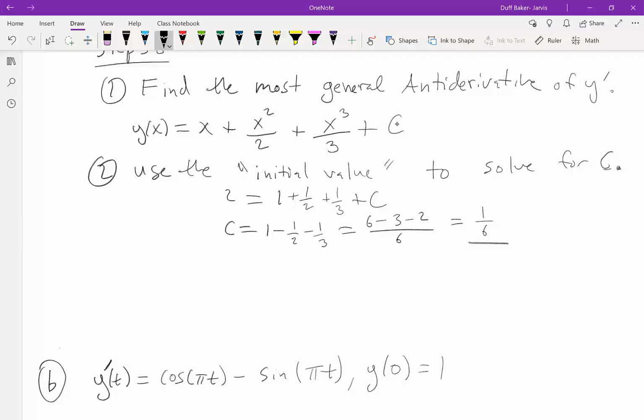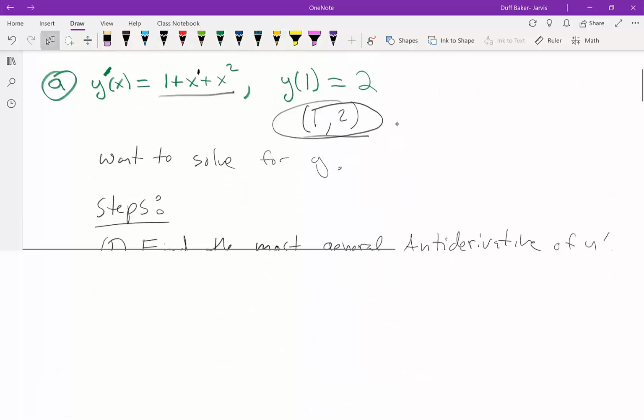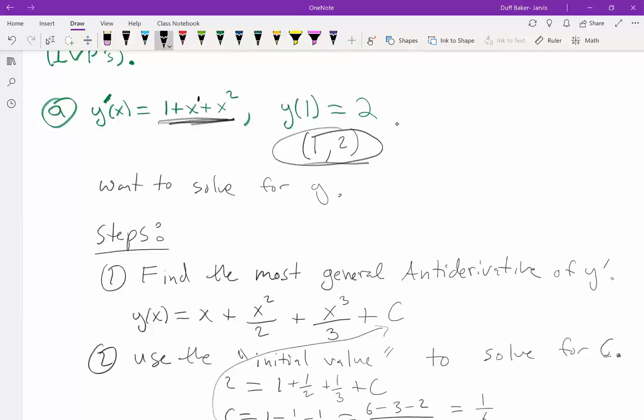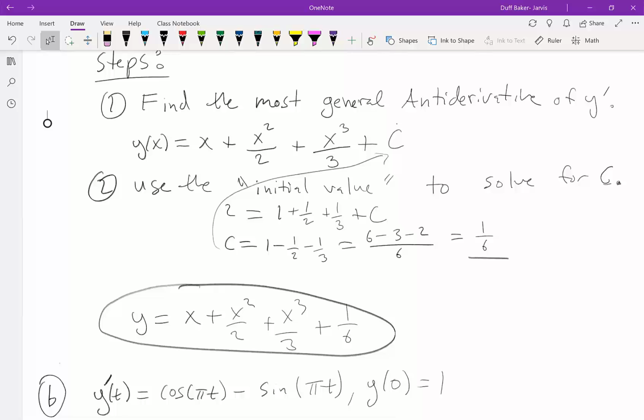And basically what we do is then our answer is the y we first found, but now we use our particular c. So the answer is y is x plus x squared over 2 plus x cubed over 3 plus 1 over 6. So this is the one particular antiderivative that satisfies both pieces of information. If you take its derivative, you'll end up with 1 plus x squared. And if you plug in 1, you'll get y equals 2. Okay? So that's called an initial value problem.